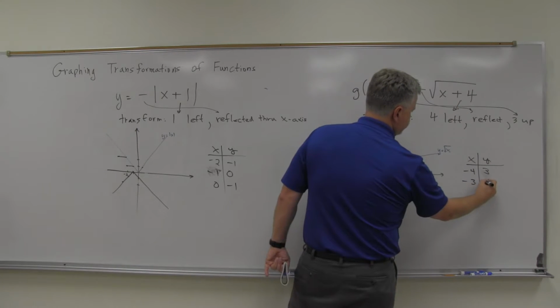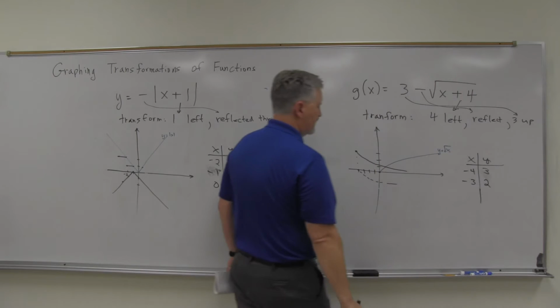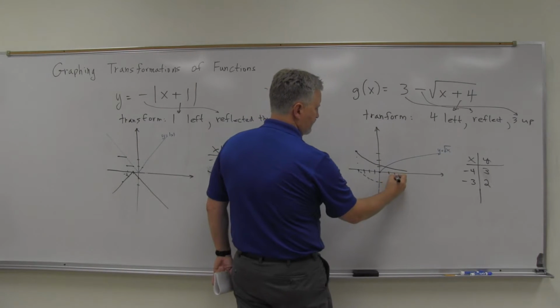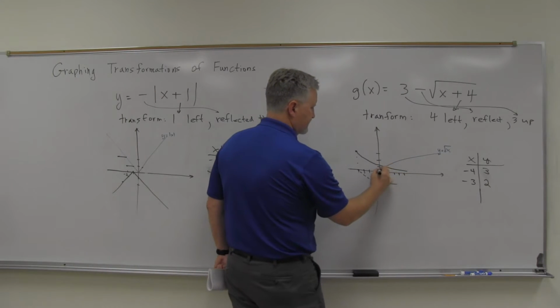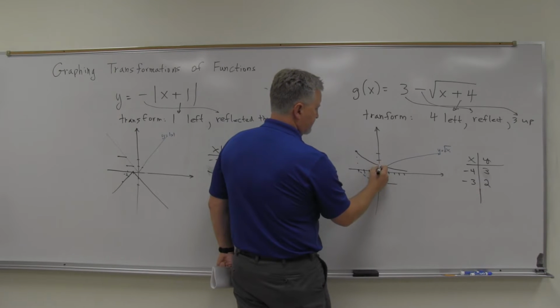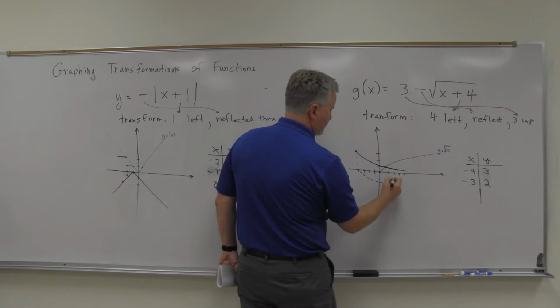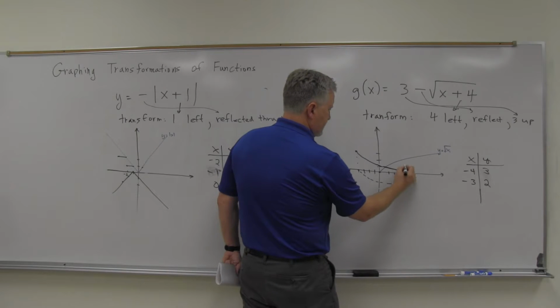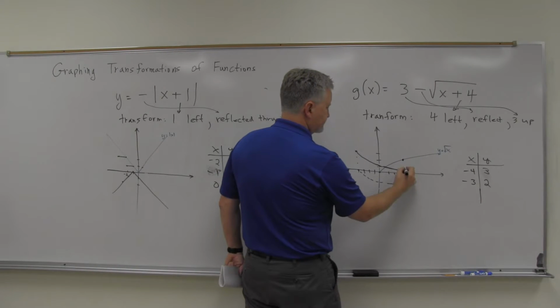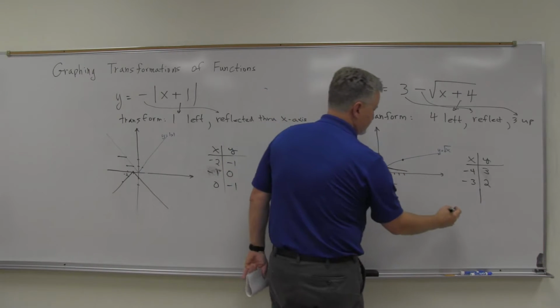Another good point would be 4, 2, so I should put that there. Get that point. Because if we move this 4, 2 point 4 to the left, it puts it right at the x-axis.